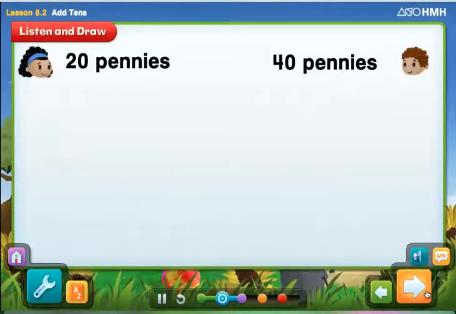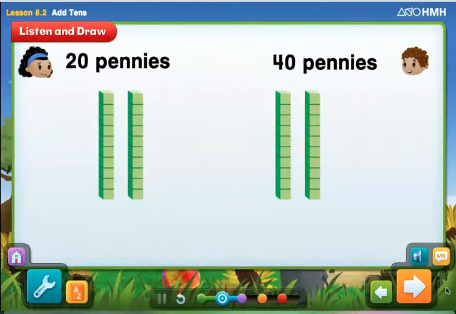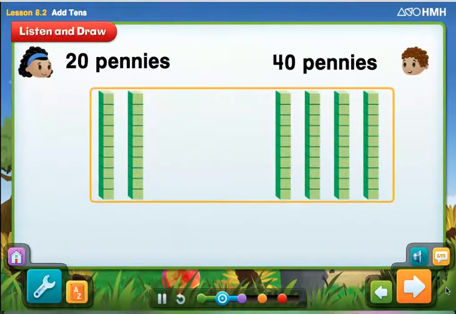Barb has 20 pennies. Ed has 40 pennies. How many pennies do they have in all? Let's use base 10 blocks to model the problem. First, make a model for the 20 pennies. 10, 20. Now make a model for the 40 pennies. 10, 20, 30, 40. Together, these models show two tens and four tens.